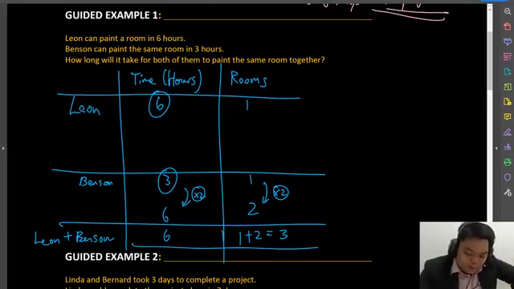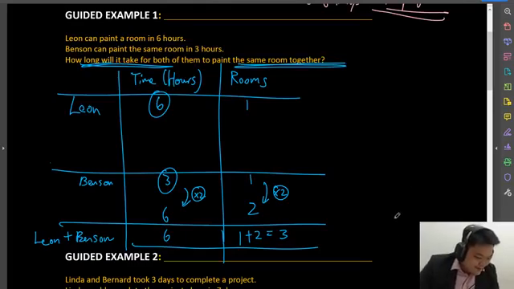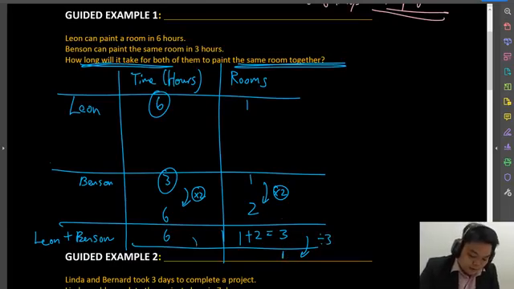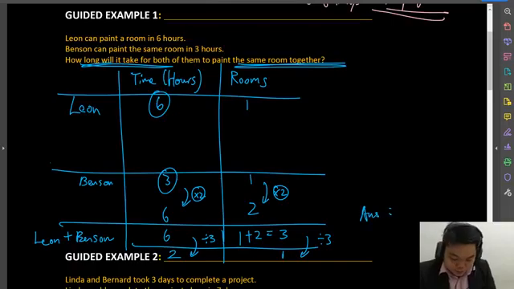Now if this is the case, I want to find out how long it will take both of them to paint the same room together. So to get there, I need to have 1 room. If it takes me 6 hours to paint 3 rooms, if I want to divide this number of rooms by 3 to get to 1, my time taken should also be divided by 3. So when we do this, this becomes 2 hours. And you can see that the answer here must be 2 hours. Okay?